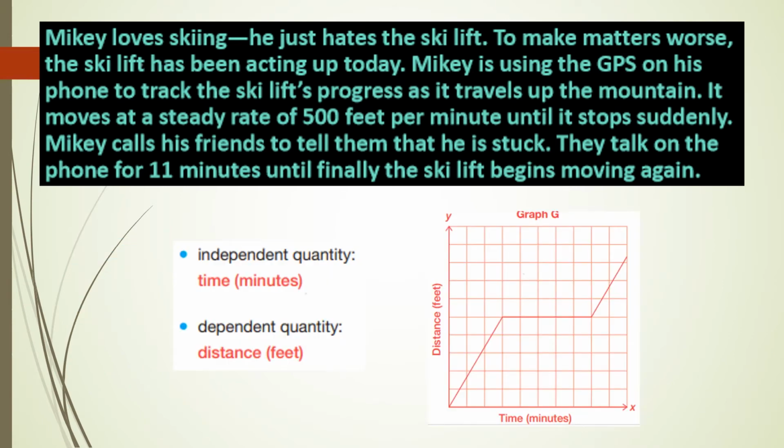Now, in this real world scenario with Mikey, you do see the key word per. Look in front of it is the word feet, which is your dependent quantity, and then the independent is minute. So the independent quantity is time, and the unit of measure is minutes. Your dependent quantity is distance, and the unit of measure is feet. I have put the graph right here so that you can see, and I have labeled the x-axis and the y-axis with the independent and dependent quantities. And this right here is the graph that would describe this real world scenario.